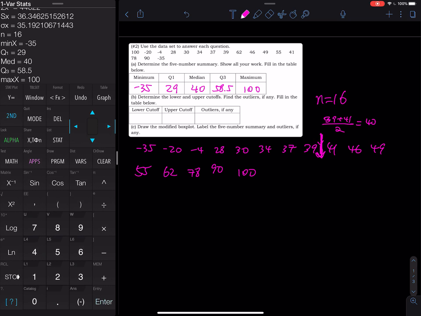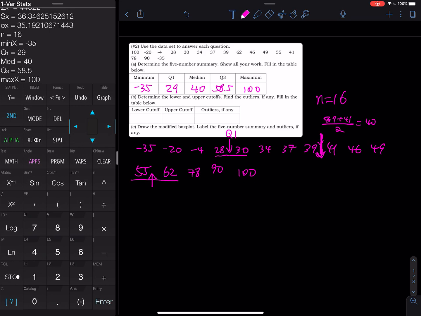So that means my Q1 and Q3: we have 8 numbers on the left, 8 numbers on the right. So my Q1 is right here. This is Q1. And then my Q3 is right here. So Q1, you take 28 plus 30 divided by 2, you get 29. Q3, you take 55 plus 62 divided by 2, you take the average of them, you get 58.5, and then we have the minimum and the maximum. The lower cutoff and upper cutoff, that piece we have to do the work by ourselves.